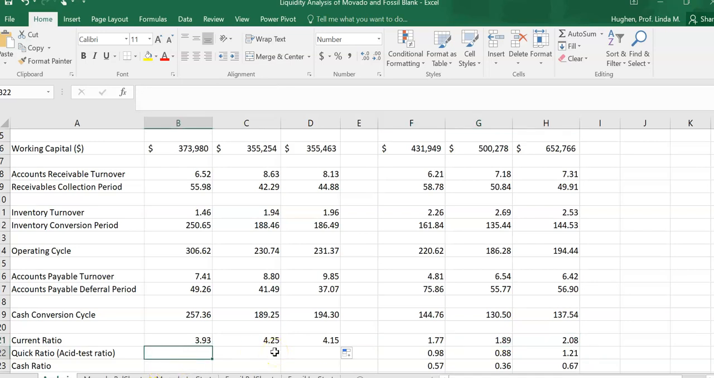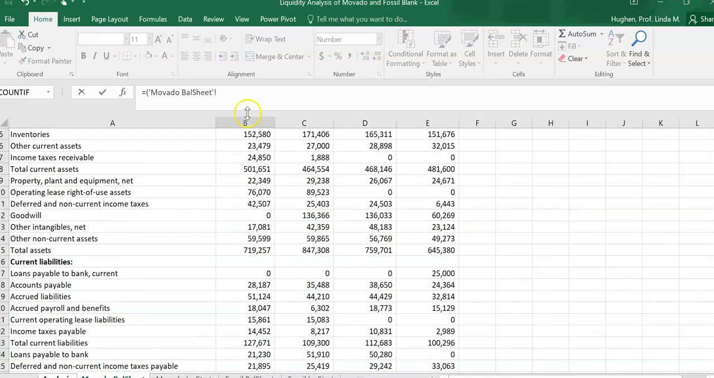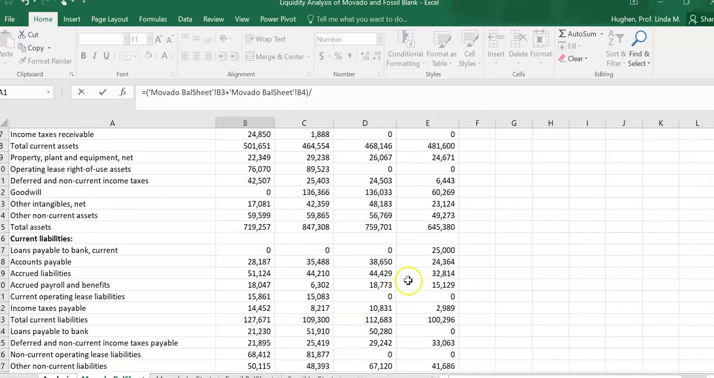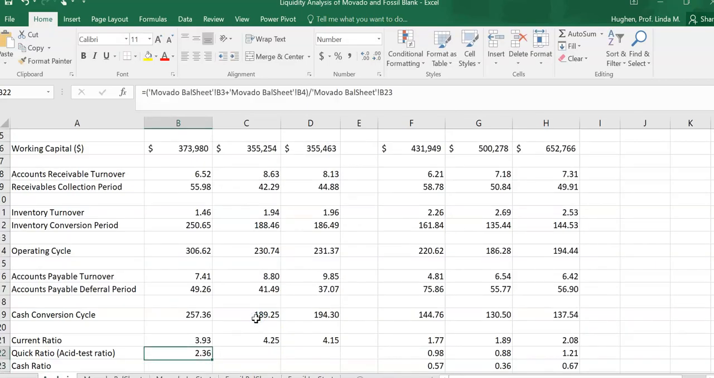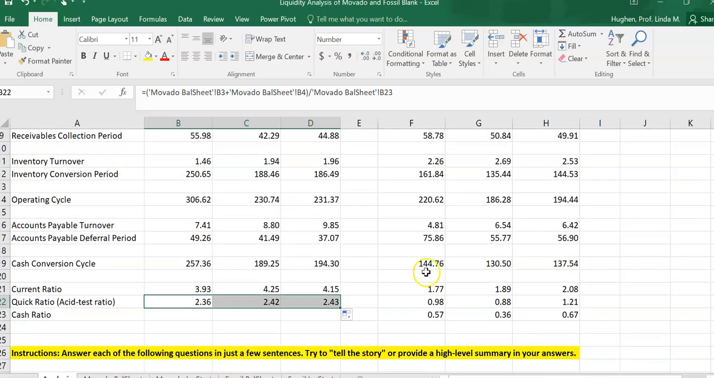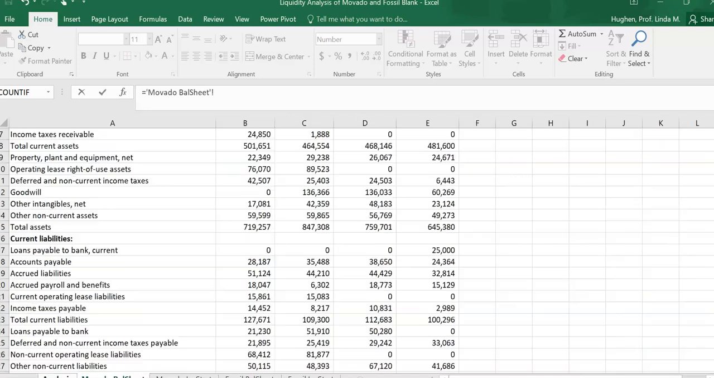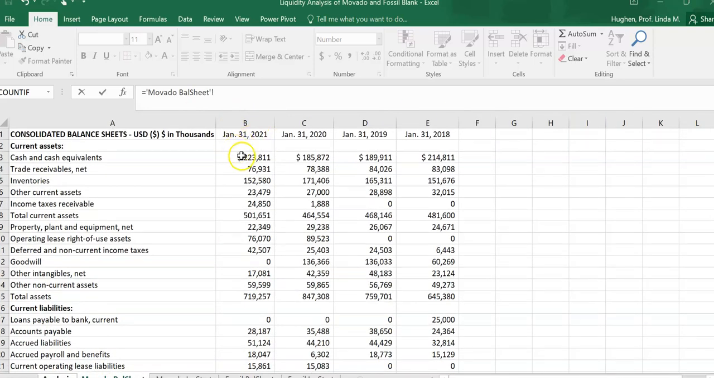Let's look at the more strict tests. Let's try the quick ratio, which is going to be equal to the cash and equivalents and receivables. There's no marketable securities here, otherwise I would have included them. Divide that by the total current liabilities. See a similar, very small decrease in the quick ratio, and then finally the cash ratio, which is simply going to be the company's cash divided by current liabilities.